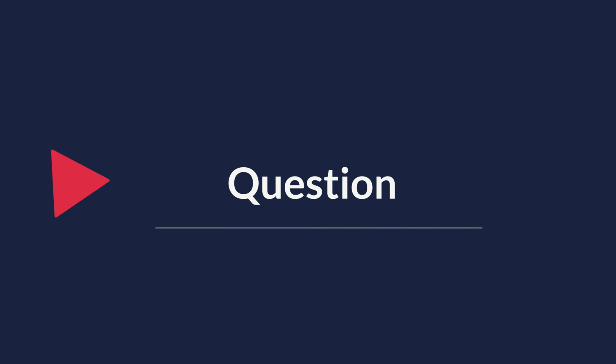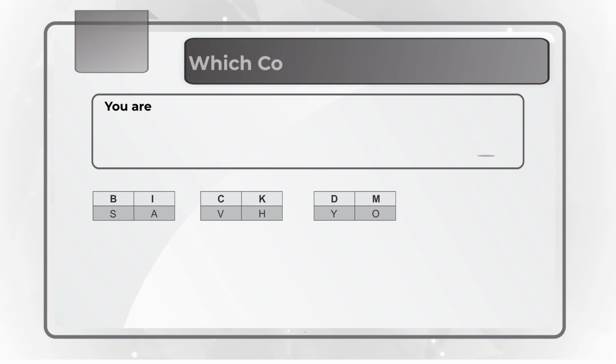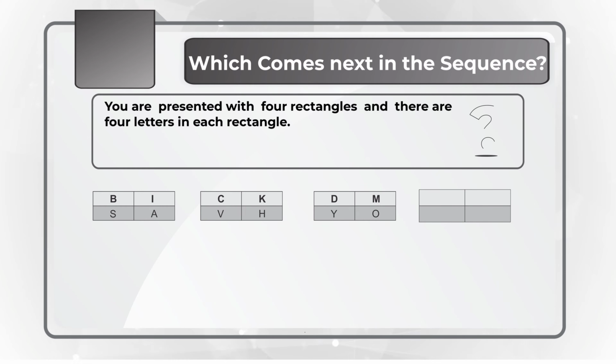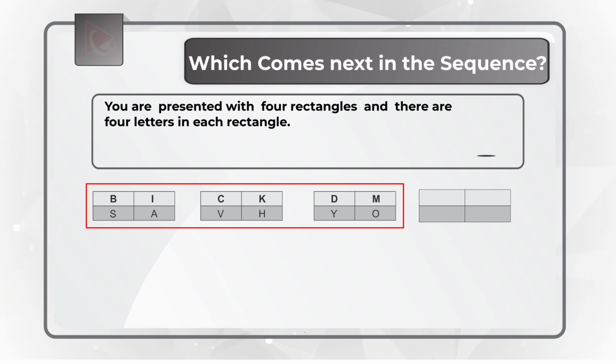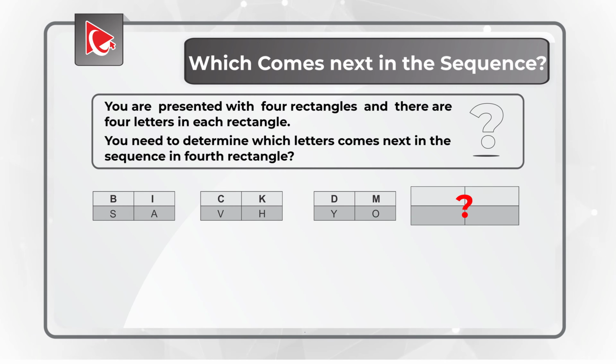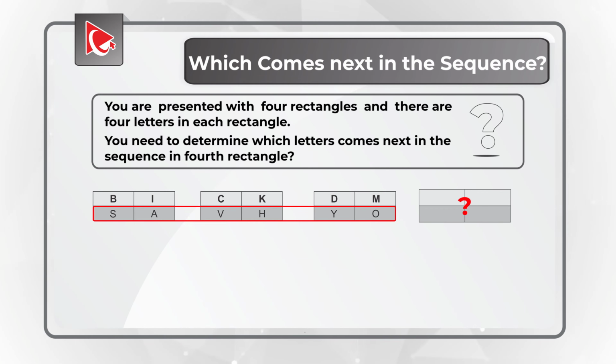Here's one of my favorite questions where you need to determine next number in the sequence. You're presented with 4 rectangles. Each rectangle contains letters. There are 4 letters in each rectangle. 3 rectangles contain letters. And you need to determine the letters in the 4th rectangle. What's interesting is that the upper row of the letters is bold, and the lower row of the letters in the rectangles is the regular font.